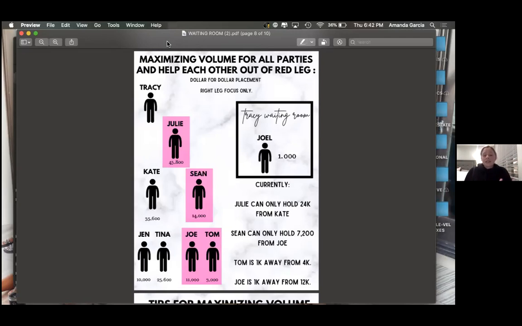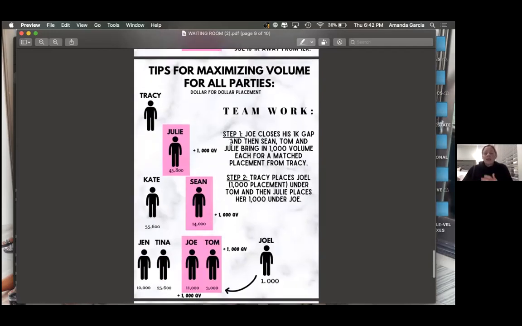If I looked at this and this is what I had, this is what I would do. I would go first, you're establishing where everyone is at. Everyone is either short of a rank or is red legged. So I would come in and first, Joe is easy. I could close him right now and then it wouldn't benefit anyone else. So instead of saying, Joe, I'll close you with Joel, I'm going to say, you close your own and I'm going to match you and give you a working promoter. Joe closes and Julie is going to move the 1,000 she brings in and put it under Joe. So let me start over. I start sweating when I start thinking about this stuff.